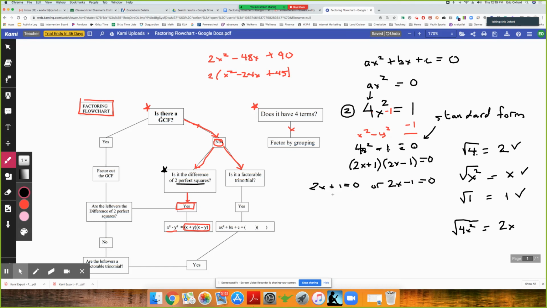Okay, so then, Justin, I would subtract 1 from both sides here. That would give me negative 1 over here. This would create 0, so I wind up with 2x equals negative 1. Divide out the 2 on both sides. And I wind up with x equals negative 1/2. So there's one of them solved right there. X equals negative 1/2.